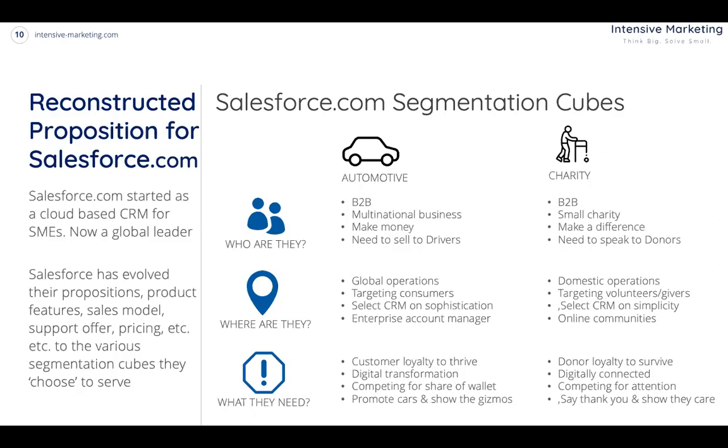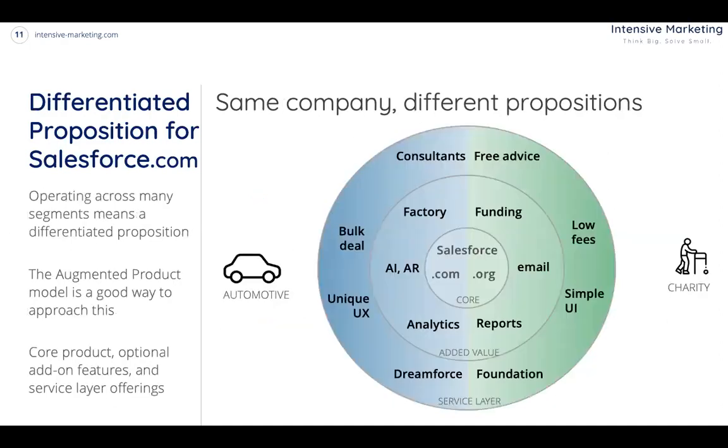So there's a bonus slide that I've put in here, because what does that really mean in terms of Salesforce.com? I've put one extra, and I don't like to do this too much. I like to keep these short and sharp, but this is the same company with different propositions. For those of you that don't know, there's Salesforce.com and Salesforce.org. And on the left-hand side, which is blue, are all the things in the core product, the added value product, and the service layer, which is known as the augmented product, which is what this diagram shows. And the green side is for the charity.